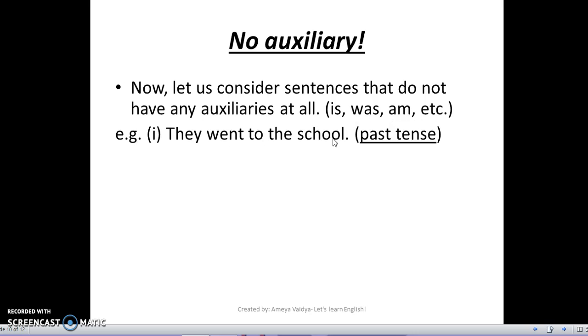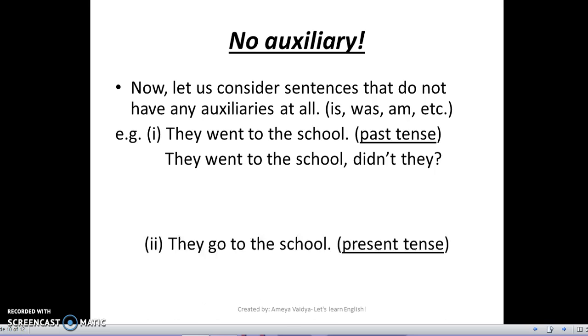They went to the school. Now, this is past tense because you see the verb went. It's the past form. Go is the present form. So they went to the school. Because it's past, we will use didn't they. So they went to the school, didn't they?